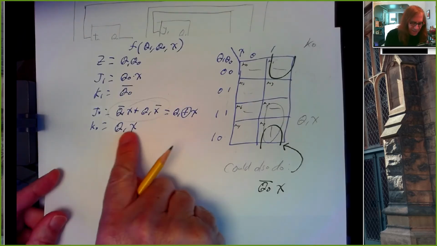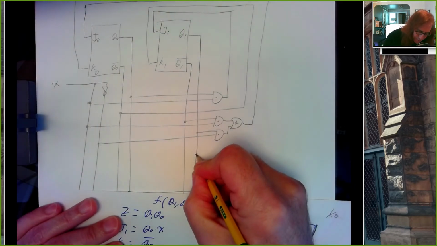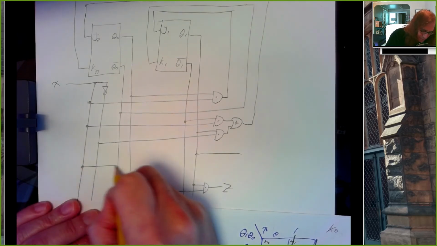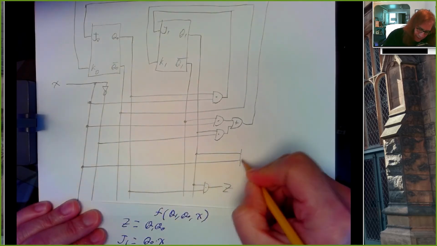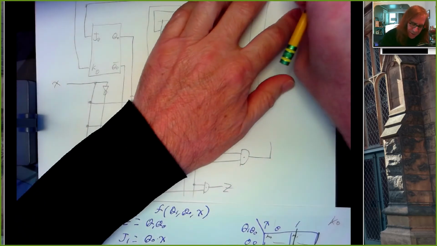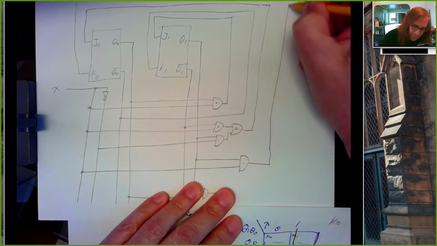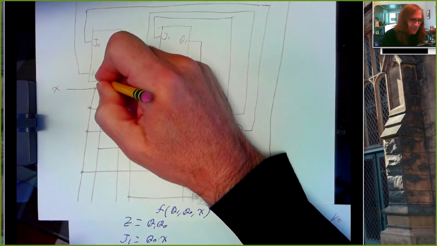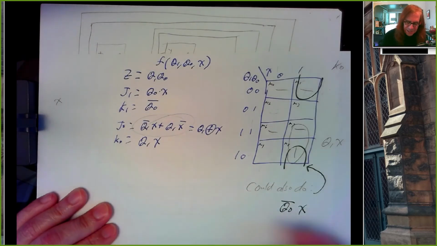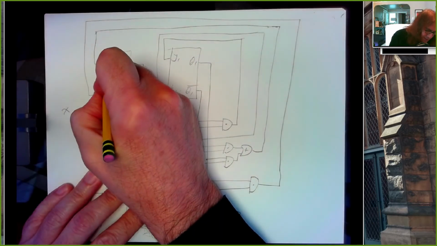And then K0 is just Q1 ANDed with X. So here's Q1, and here is X. And we'll AND those. And that's going to come up here and wrap around and feed into K0. And so that's that equation. And then the last thing to do is just tie your clocks together.